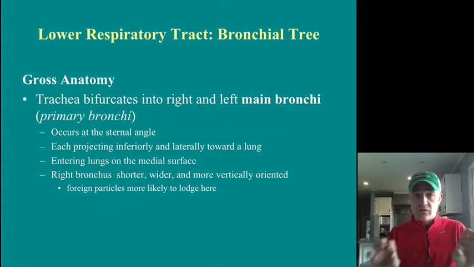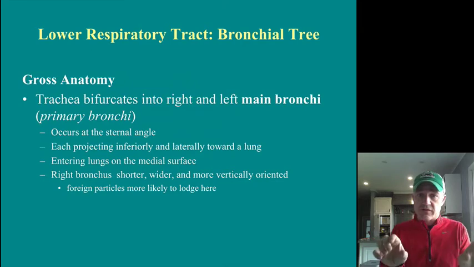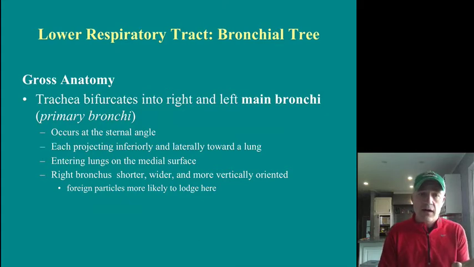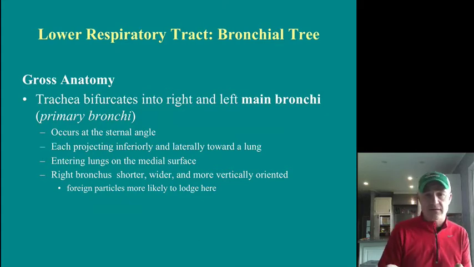So it goes into those first main two. When it branches into those first two, those are called the primary bronchi. That is that first branch. There's going to be one to each side, a left and a right primary bronchus.